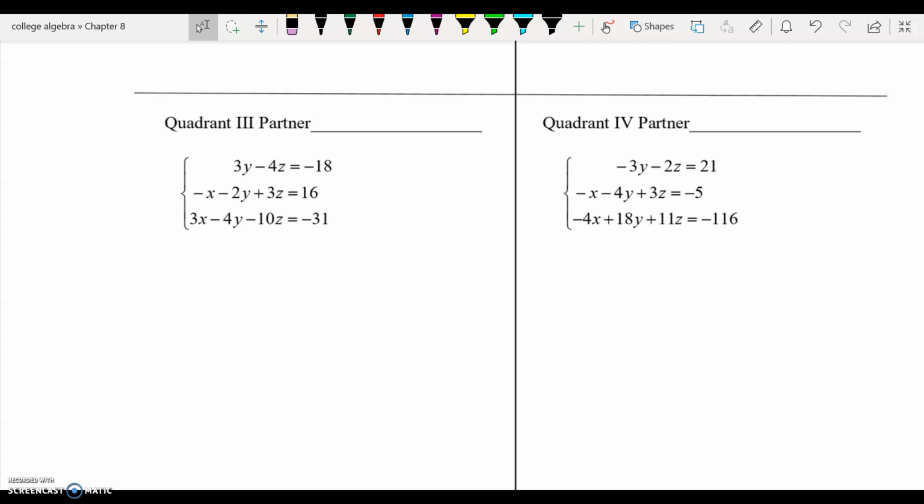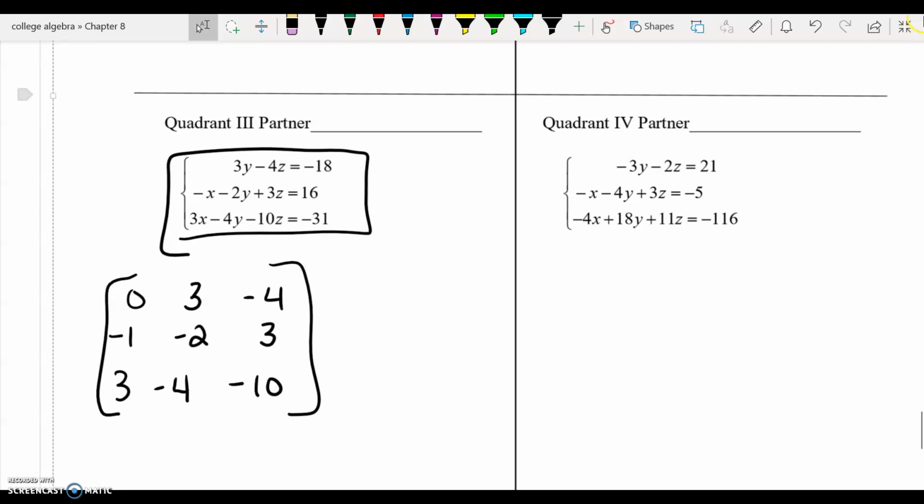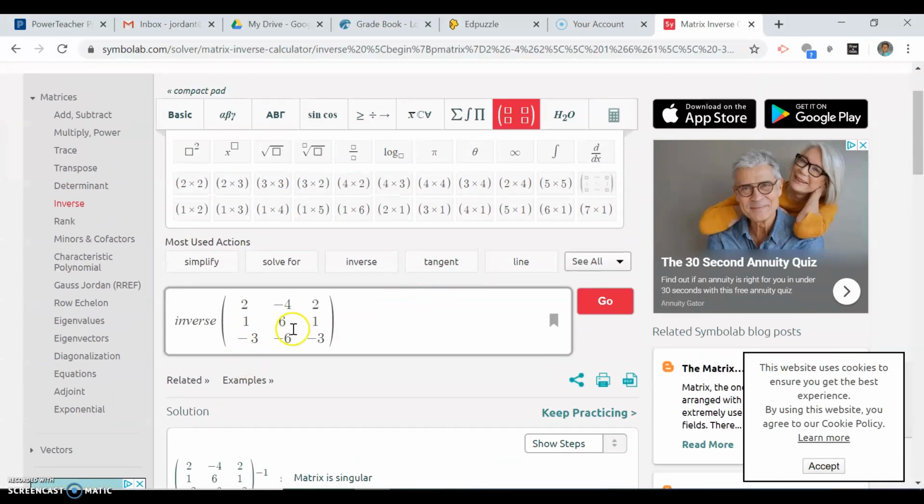So I'm going to say, write the matrix, find the inverse. This one's already given to everything in order. So my 3 by 3 would be this. I'm going to go to that online calculator, find the inverse of that. So we're going to go up here and change these numbers.